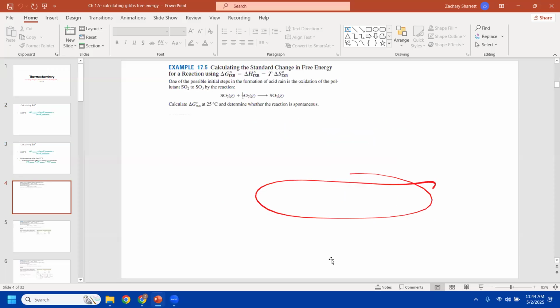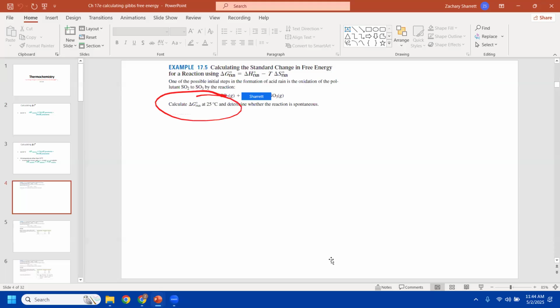So let's do a problem. Let's calculate delta G at 25 degrees and determine whether the reaction is spontaneous. Okay. So this is the kind of thing we're going to have to do on the test. Zeus, a little bit earlier than last time. Still got some work to do.